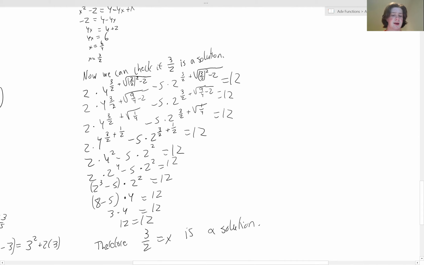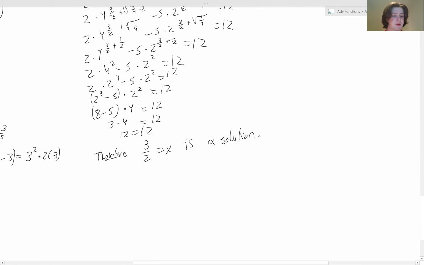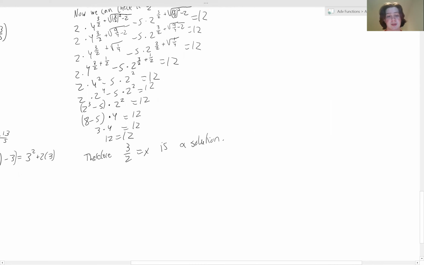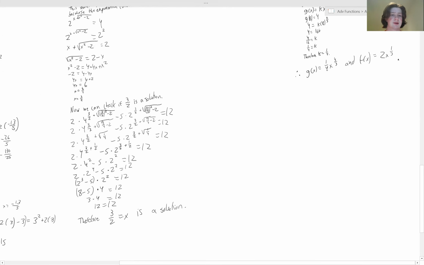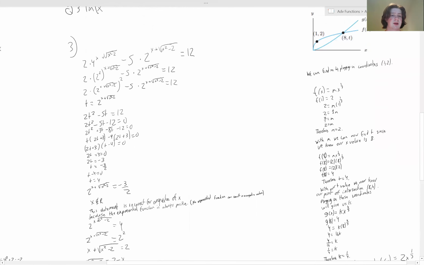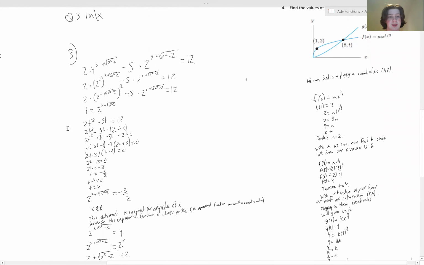And as you can see here, the right side was 12, and eventually just by easy simplification on the left side, I won't even get into it. It's pretty easy, and then we eventually got 12 by collecting all these terms, which means 12 is equal to 12, which means 3 over 2 is equal to x. So this is a solution, and 3 over 2 equals x is the solution to this equation. So that's how you do question 3.